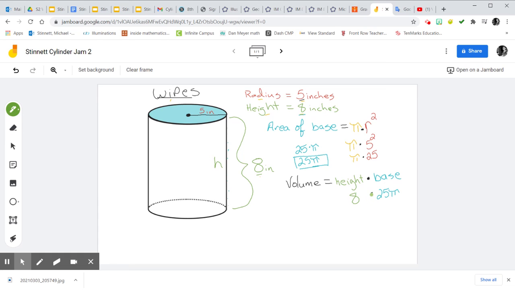And so 8 times 25 is 200. And then we're still multiplying all of that times pi. So it's 200 times pi, or just 200 pi. All right. So this is our volume. This is the volume of our cylinder, 200 pi.